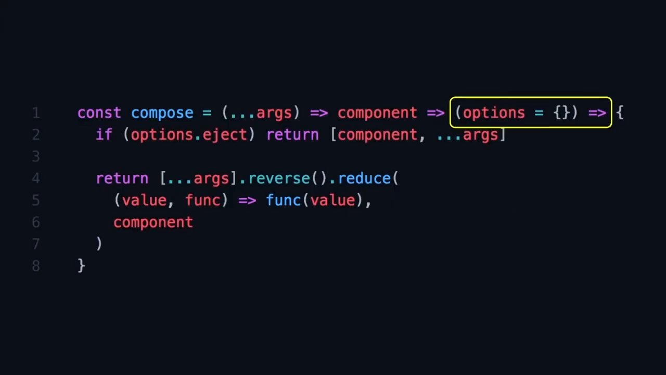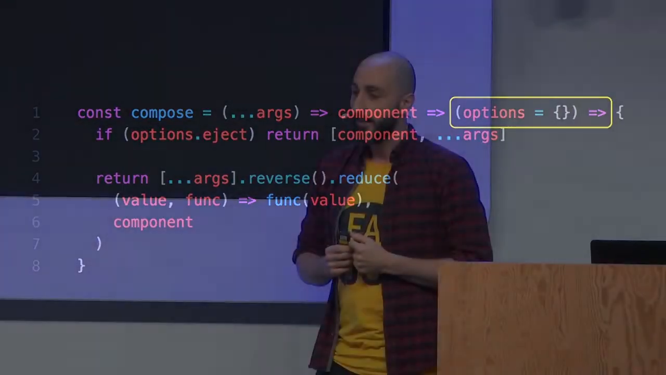And I thought, let's hack the compose function, actually. So I added another function at the end, right? And that function has a parameter. So if that parameter has a key called eject, I'm not going to do anything. And actually, I'm going to tell you all the things that you wanted me to compose. That's it.